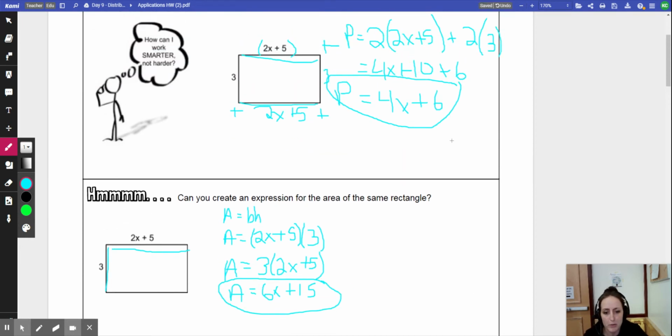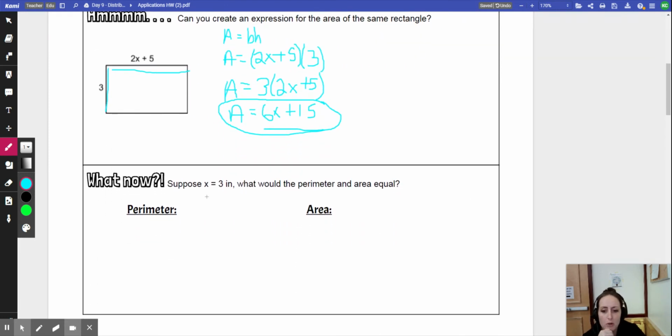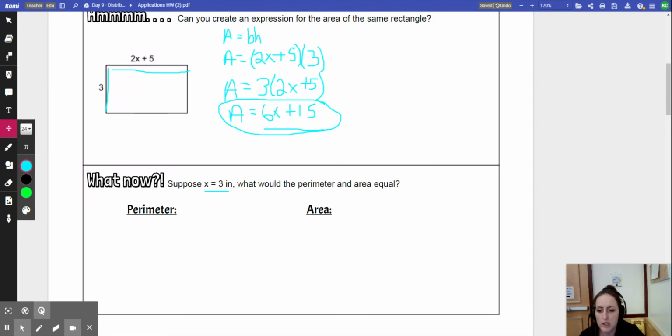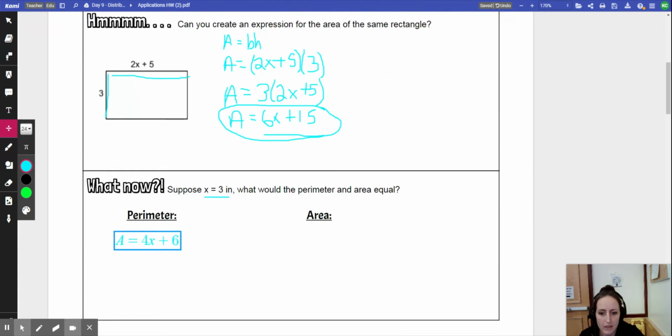So now I know my perimeter and my area. Now we're going to say, okay, we know that our 2 expressions exist, but what if I tell you the value of x? What now? Suppose x equals 3 inches. What would the perimeter and the area equal? Well, we already know that the expression to represent our perimeter is P equals 4x plus 6. And we got that from our first question here.